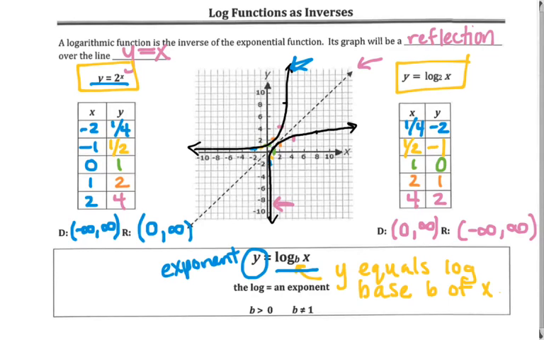In these problems, the base can never be less than 0. It has to be greater than 0, so positive numbers only. And it also cannot be equal to 1. So greater than 0, but not equal to 1.